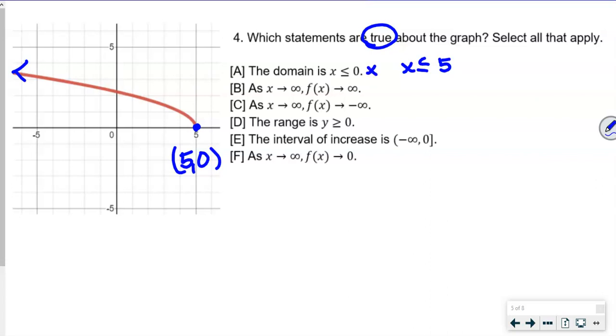Then it says as x approaches infinity, f of x approaches infinity. Well, that's not true. What is f of x approaching? 0, isn't it? So that's also not true. Then we have as x approaches infinity, does f of x approach negative infinity? No, that's not true either, right? Because again, what is it approaching? 0. The range is y is greater than 0. So is y greater than 0? These are our y values, right? So y is greater than 0. So this is definitely a true statement right here.